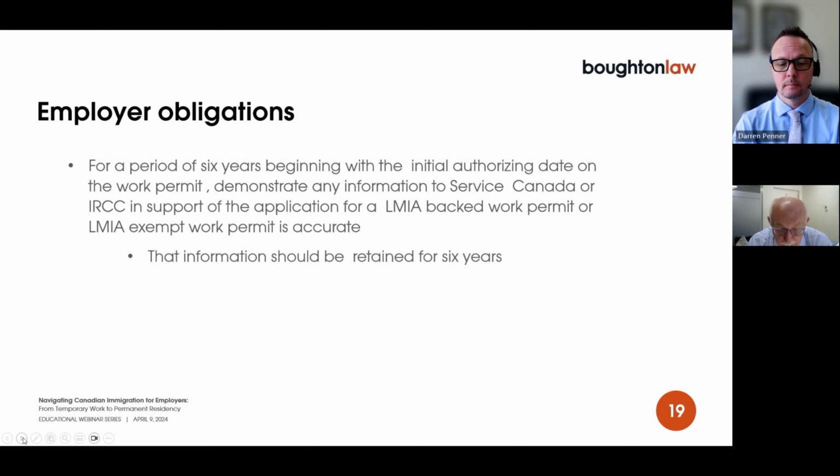And it's worth repeating that the information should be retained for 6 years, because you, as the employer of a temporary foreign worker, may be asked to produce information on a random inspection, even when there is no complaint made against the company.